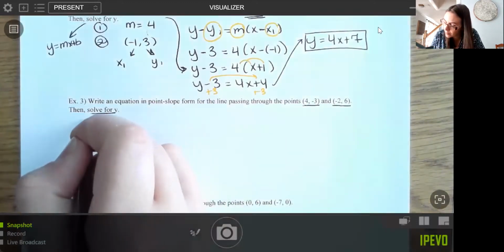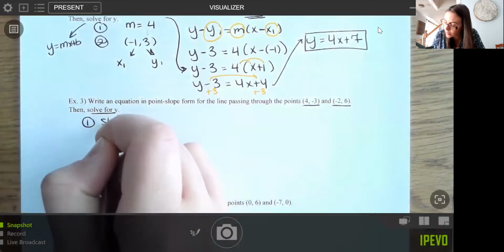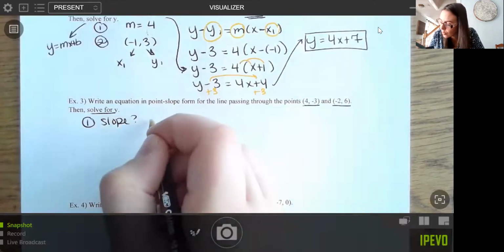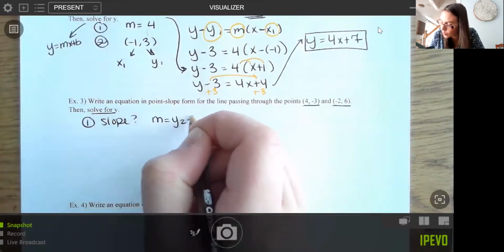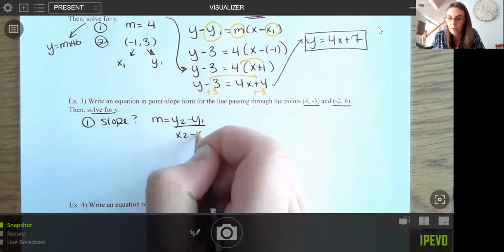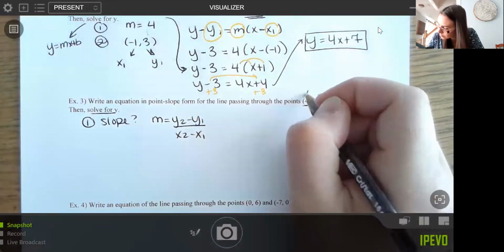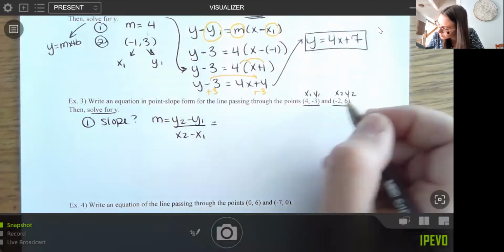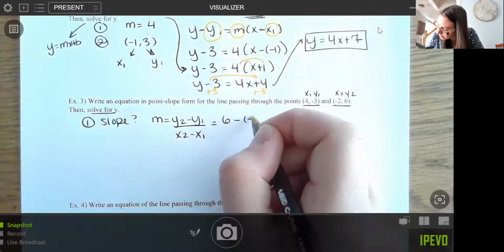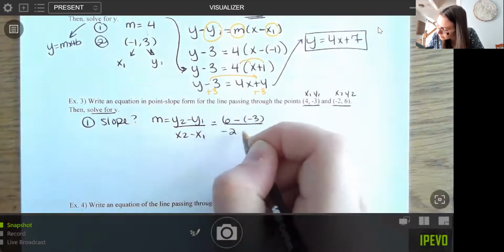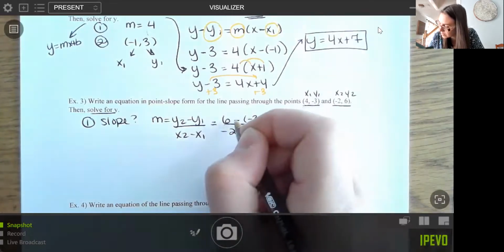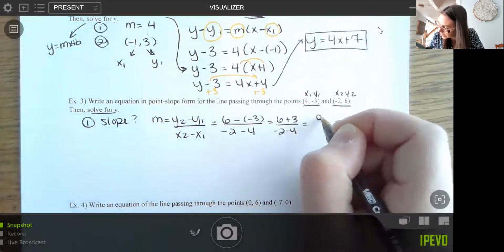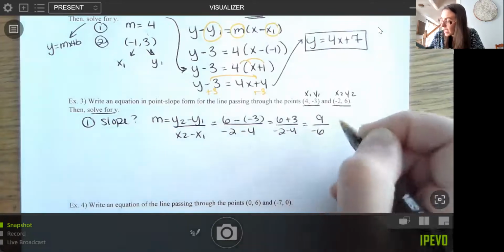But whenever I'm writing lines, I do need a slope first. And I don't have a slope here, but I can find it. If I have 2 points, I can find the slope by using y2 minus y1 over x2 minus x1. Right, so let's see, I'm going to do 6 minus -3, and then -2 minus 4. So this is going to give me 6 plus 3 over -2 minus 4, which is, let's see, 9 over -6.